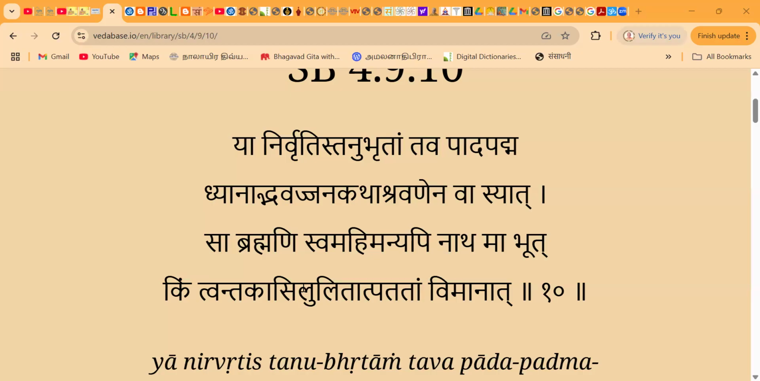Because the bliss from meditating on your lotus feet, or from hearing about your Krishna Katha, hearing your pastimes from your devotees, is never available in the bliss of Brahman. That Brahman is your form of greatness. Sa Brahmani Swa Mahimani. Although this Brahman is your form of greatness, the bliss from devotional service is never available in the Kaivalya Mukti.